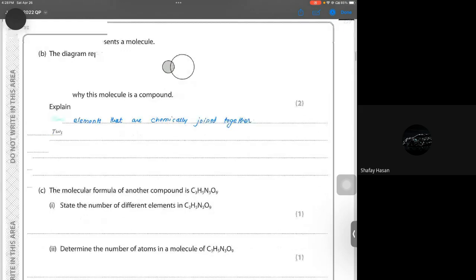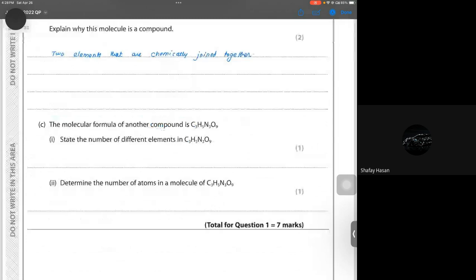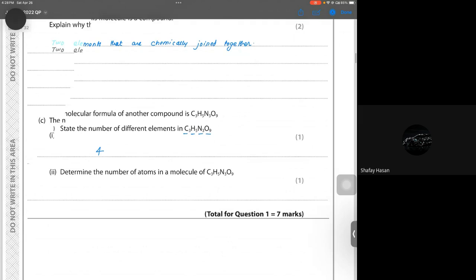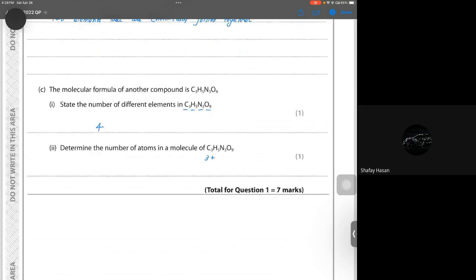Okay. State the number of different elements in this formula. So carbon, hydrogen, nitrogen, and oxygen. So this is 4. Number of atoms: 3 plus 5 plus 3 plus 9. So the total would be 20.